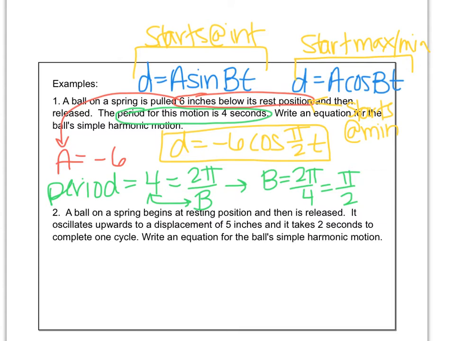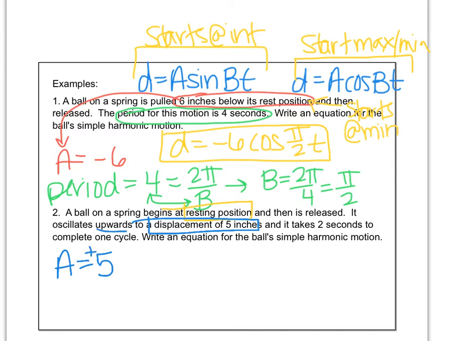So we know it starts at resting position, and that it has a displacement of 5 inches, so that's going to be A. A is 5, especially because it goes upwards. That's why it's positive 5, because it goes upwards.